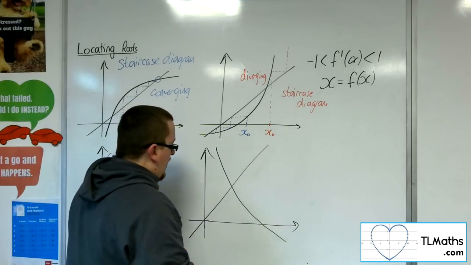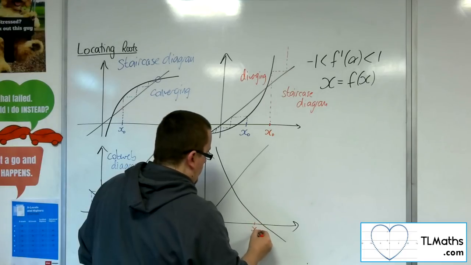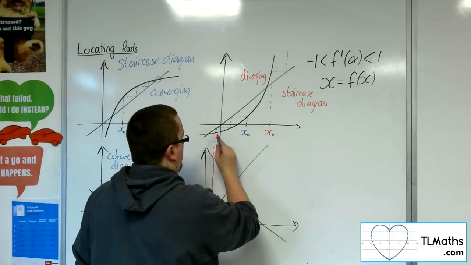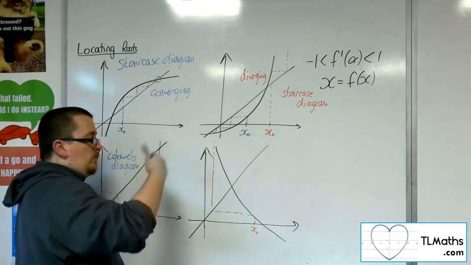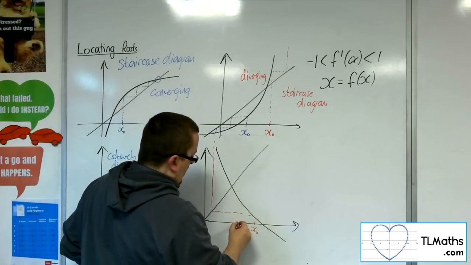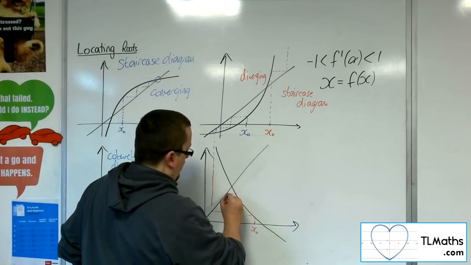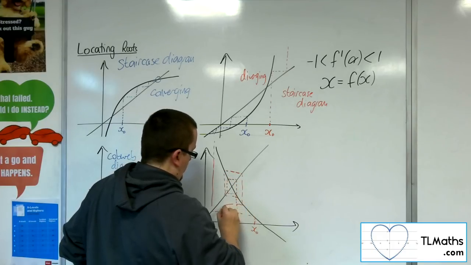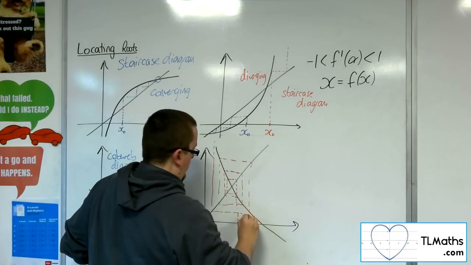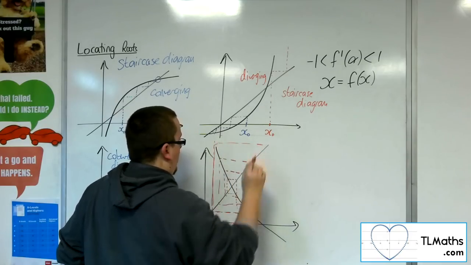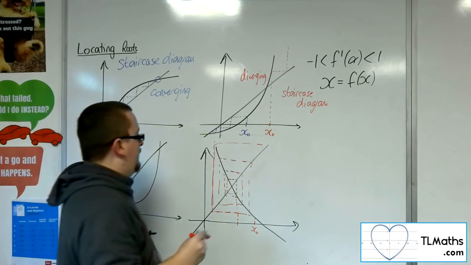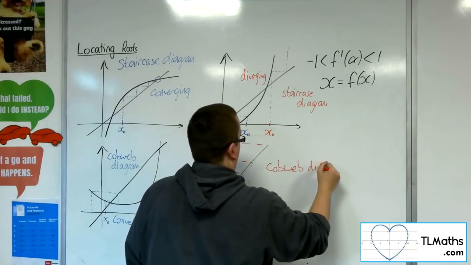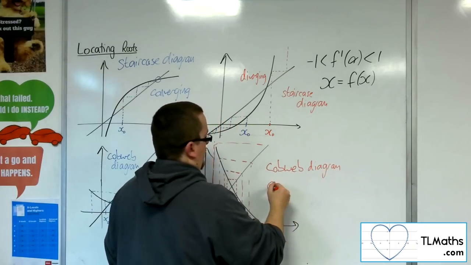So this one, if I start here, for example, as my x0, I go up to the curve, then I go to the line, then I go up to the curve, and then I go along to the line. And you can see I'm getting further and further away. If I start a little bit closer, I start there, I go up to the curve, line, curve, line, curve, line. And you can see that I'm going further and further out each time. And so this is also a cobweb diagram. This time, I'm diverging.